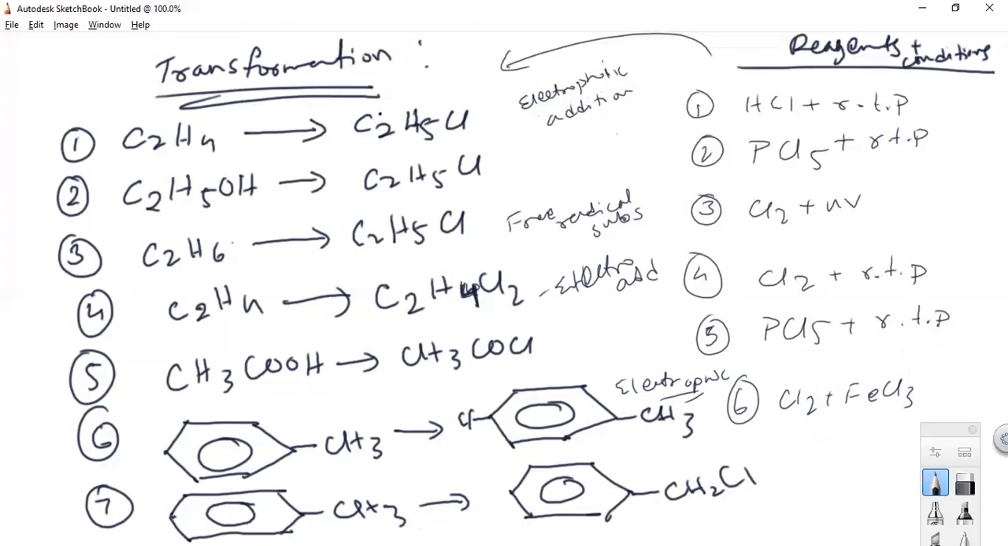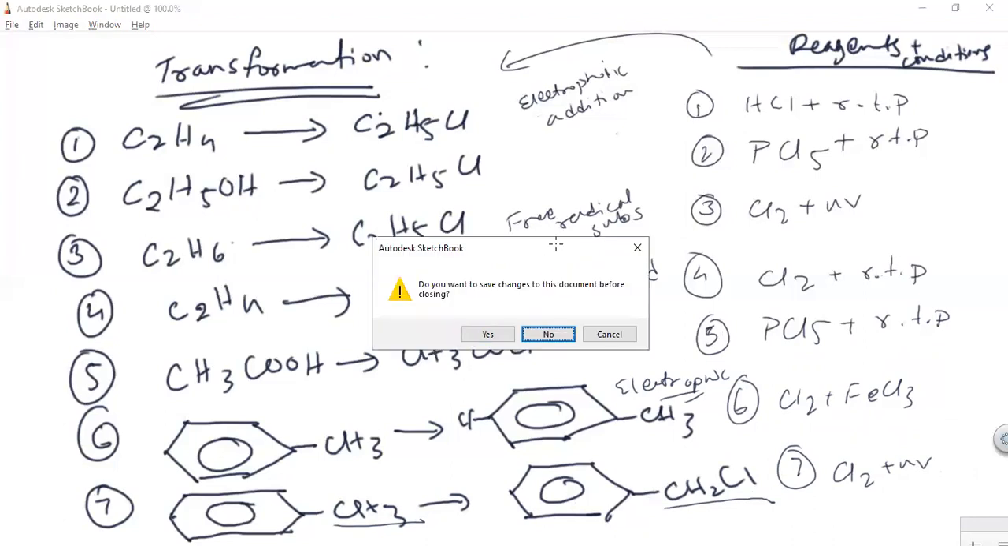Now in the last reaction, we have CH3 to CH2Cl. This is a reaction on the side chain of the benzene molecule. So no benzene ring is involved in this case. It is a side chain reaction, and one of the hydrogens is displaced by chlorine. In this case also free radical substitution, remember? So this should also be Cl2 plus UV. So these are the types of reactions in this case. Let's move on to the next example.